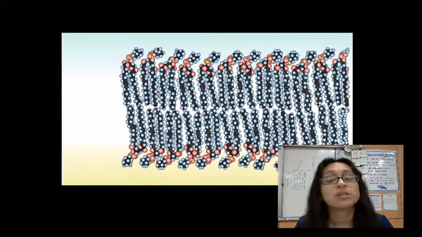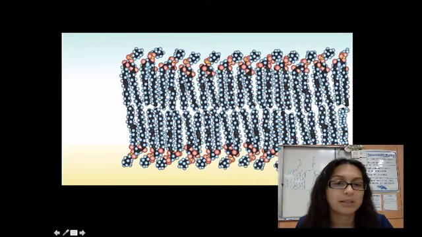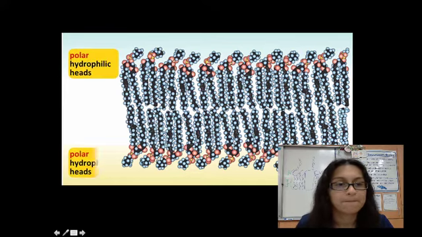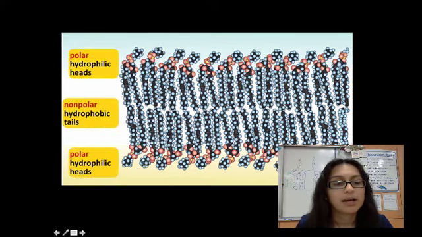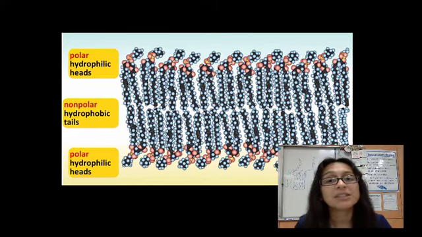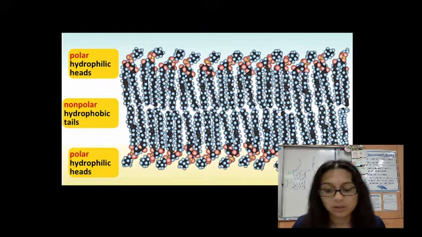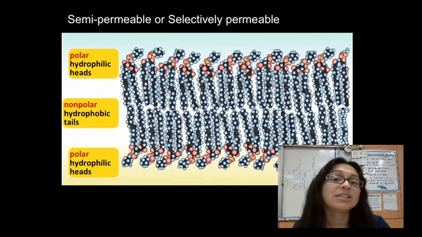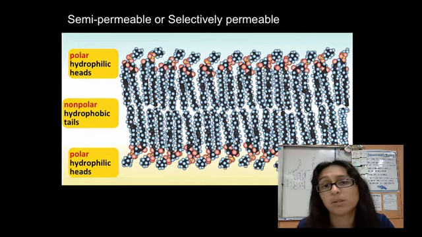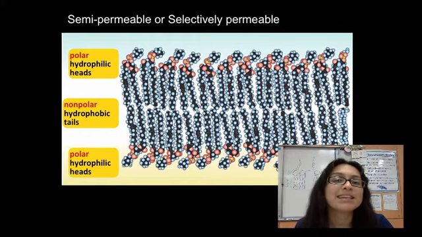So if we take a look, this is a more complex version of the lipid bilayer. So we have a lipid bilayer here, and we can see the hydrophobic tails towards the middle, the hydrophilic ends here. So we see that, and then hydrophobic in the middle. Now, because of this, this is actually what determines what can go in and out of the cell. Okay, so we call a cell membrane semi-permeable, or another term you could hear is selectively permeable. So semi-permeable or selectively permeable, either one, it means that the cell membrane is going to be able to let some things through and other things not.